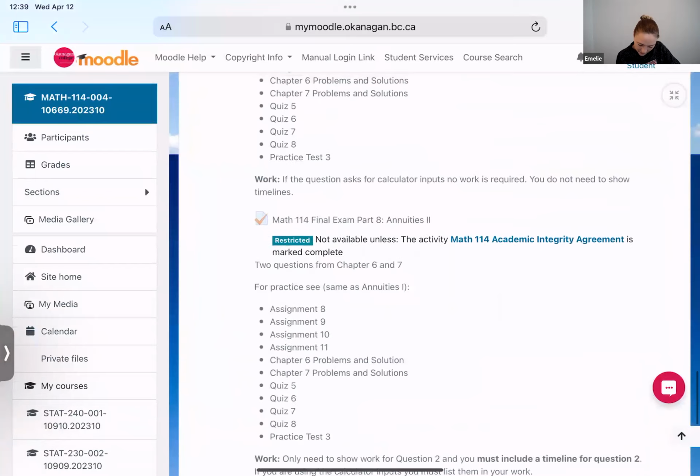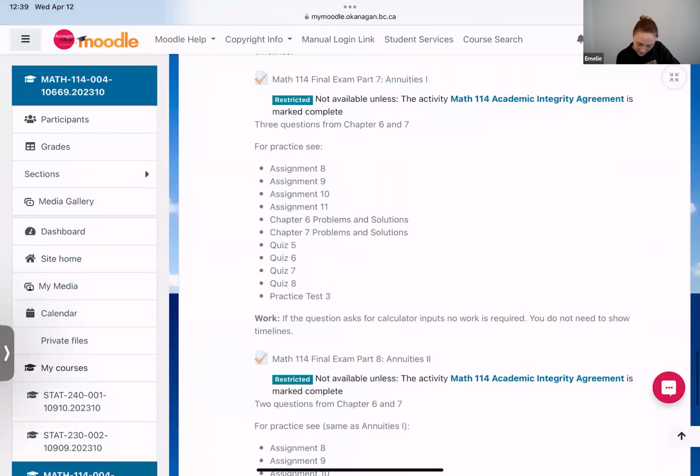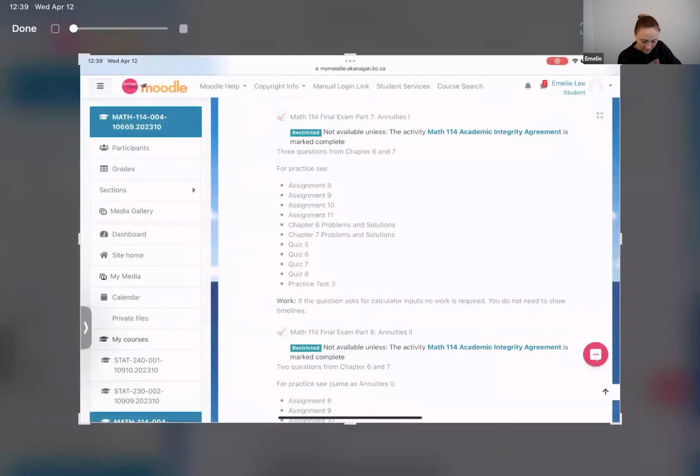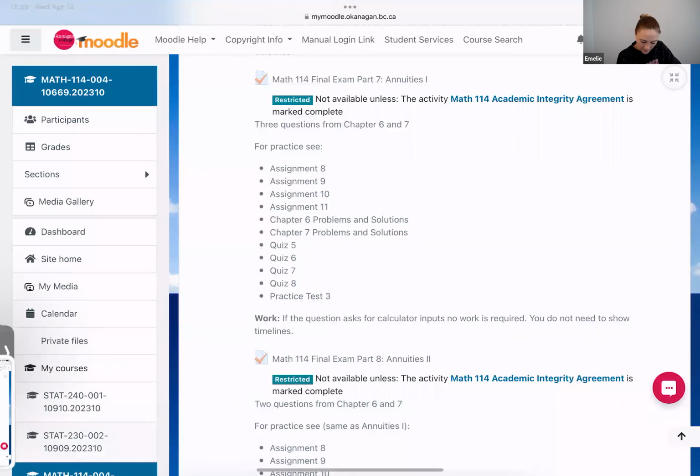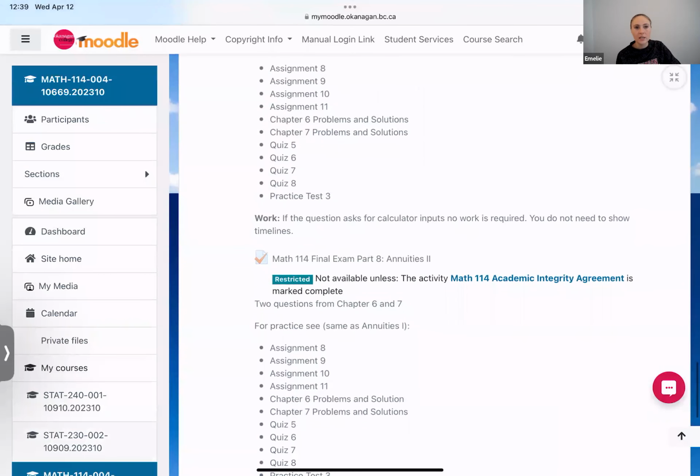Let's see here. So that was compound interest, annuities 1 and annuities 2. I wish I could put them on the same page, but I don't think I can. Okay. Just before we scroll on, you'll notice that annuities 1 versus annuities 2, they're both just two questions from chapter 6 and chapter 7. Okay, very broad.